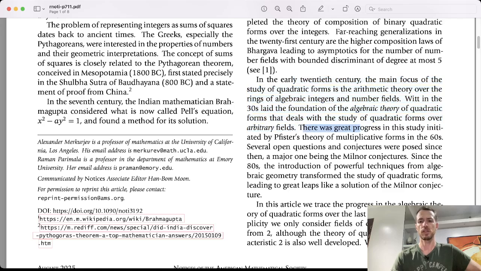There was great progress in this study initiated by Pfister's theory of multiplicative forms in the 60s. Several open questions and conjectures were posed since then, a major one being the Milnor conjectures. Since the 80s, the introduction of powerful techniques from algebraic geometry transformed the study of quadratic forms, leading to great leaps like a solution of the Milnor conjecture.